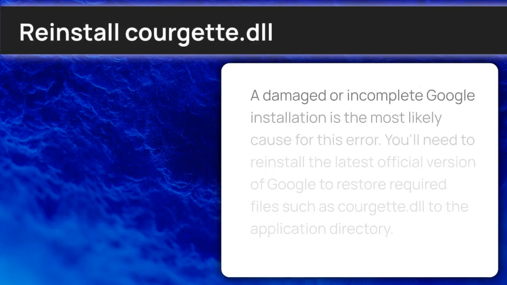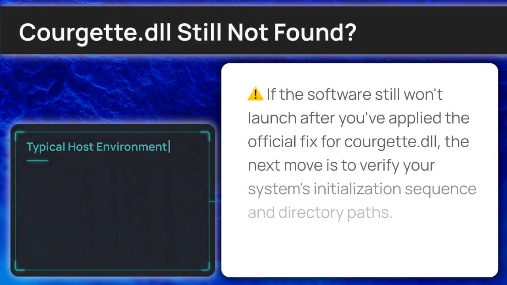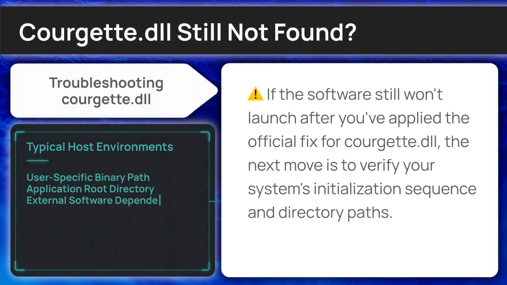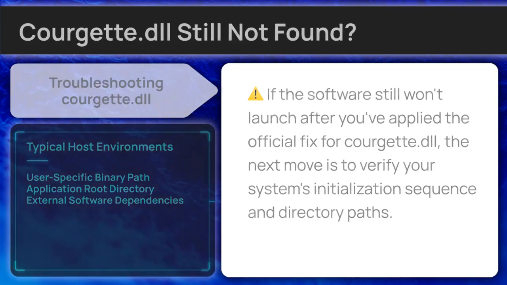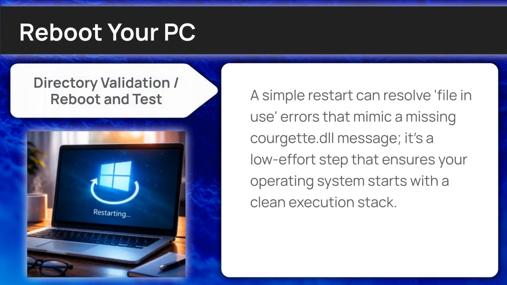A damaged or incomplete Google installation is the most likely cause for this error. You'll need to reinstall the latest official version of Google to restore required files such as Courgette Library DLL to the application directory. In the event the error remains visible, it indicates we need to verify the environment's ability to register new shared resources. A full system restart clears the temporary memory cache and allows Windows to attempt a fresh initialization of all required libraries, including Courgette Library.